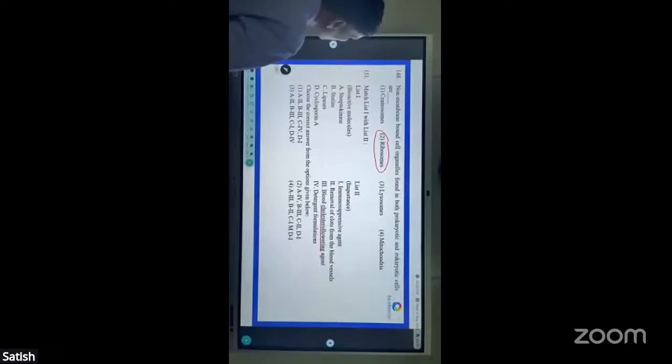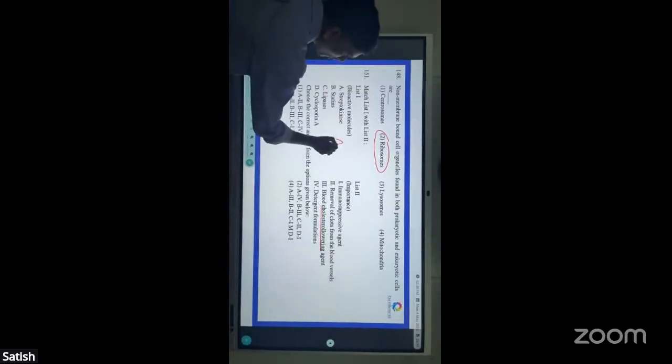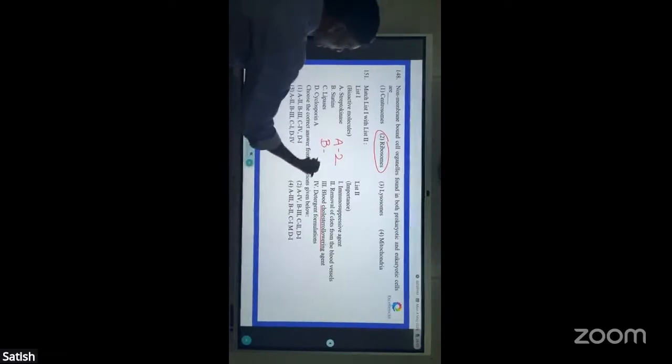Next, question number 151. This question is related to bioactive molecules. Streptokinase. The main function of the streptokinase is removal of clots from the blood vessels. A2. Statins. They're mainly useful to lower the blood cholesterol.